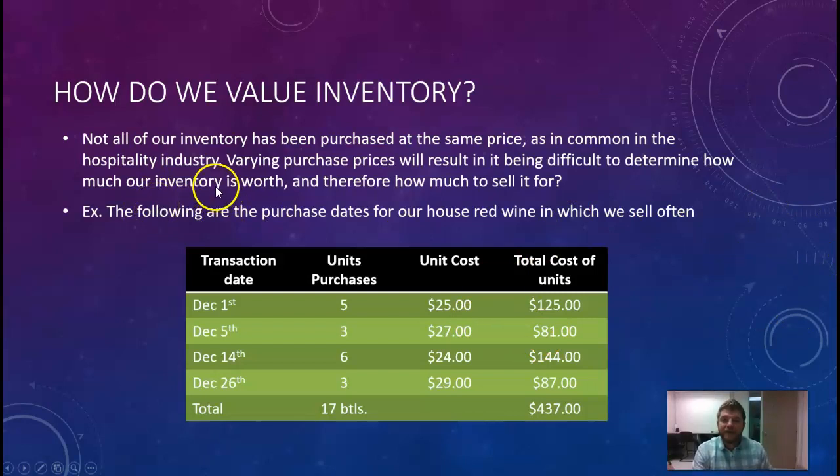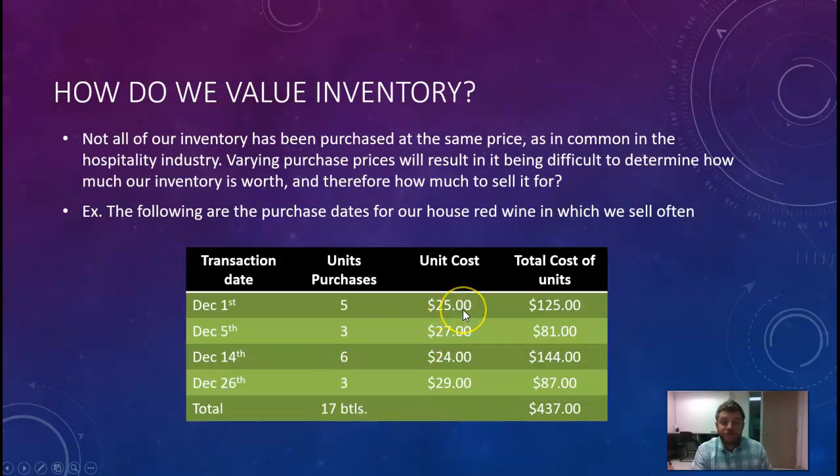valuing these different inventories. So the following are the purchase dates for our house red wine in which we sell the most often. So you see that this right here, they have 4 different transaction dates. The 1st, the 5th, the 14th, and the 26th. And on those dates, they purchase a bunch of different amounts. So let's say they're bottles. So 5 bottles, 3 bottles, 6 bottles, and 3. In total, they have purchased 17 bottles.